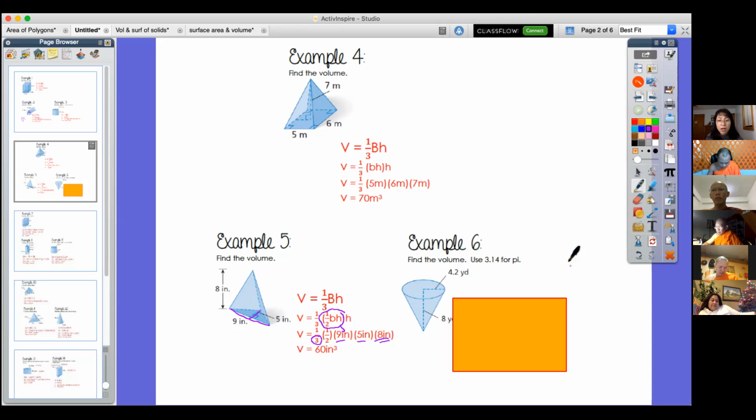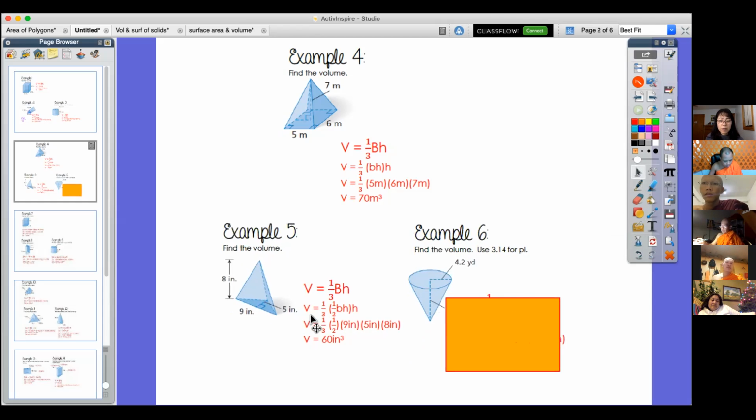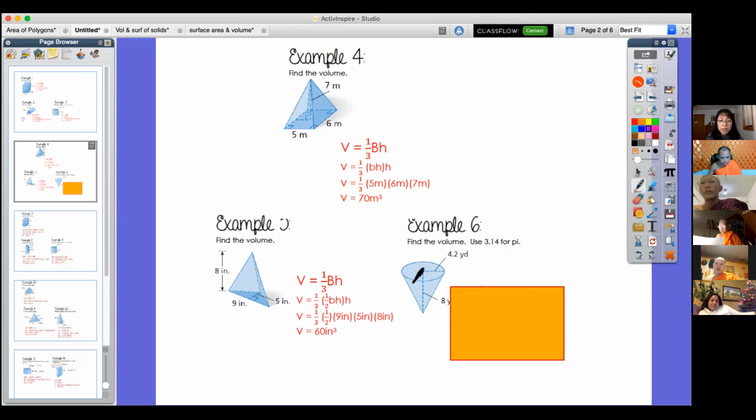Okay, so I don't like the way they do this. I would just not look at all of this. You just look at the triangle here. So you take B right here. Your B here is base, which is 9, times 5, divided by 2, because it's a triangle. So your base is a triangle. So 9 times 5 is 45. 45 divided by 2 is 22.5.